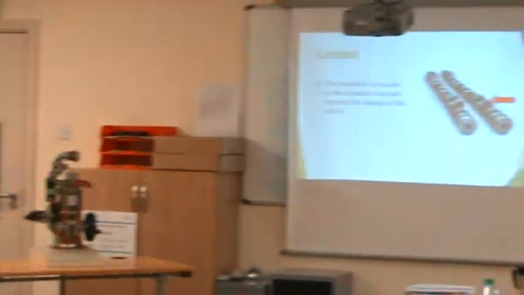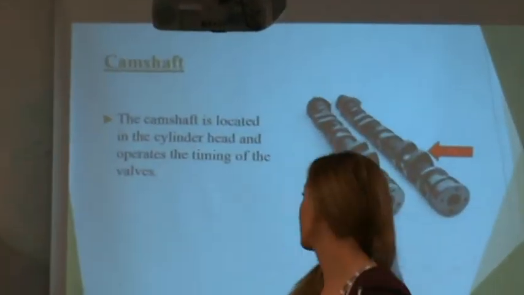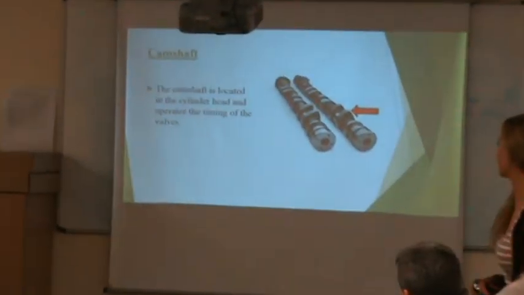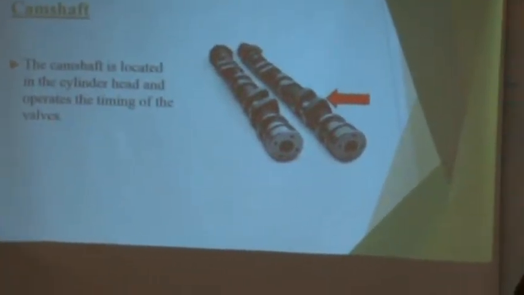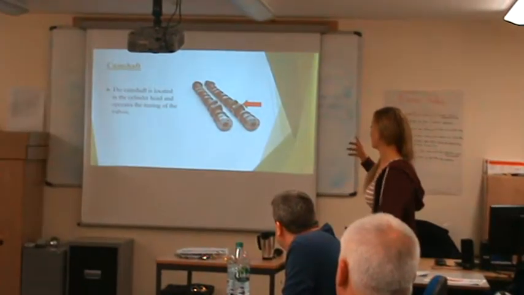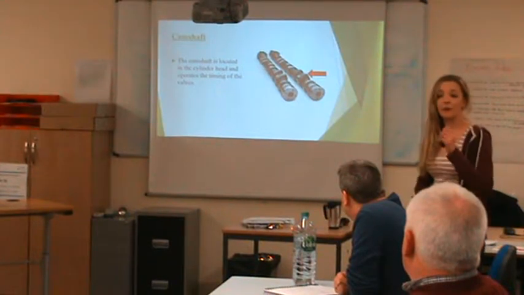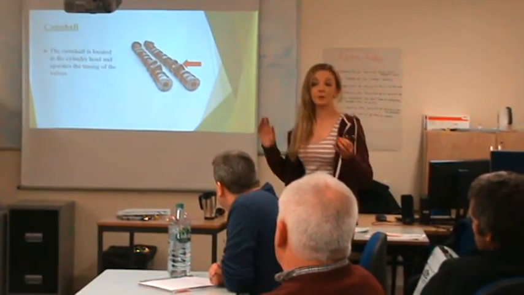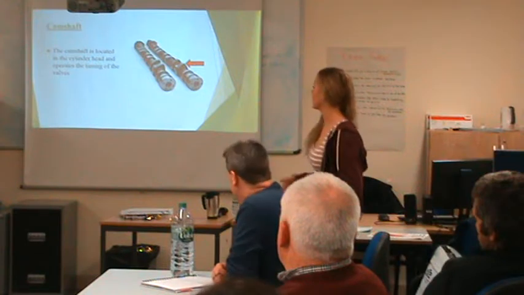This is your camshaft. The camshaft is located in the cylinder head and operates the timing of the valves. If you look at where the arrow is pointing, that's your cam lobe. If you can picture the shape of an egg, literally the point on top, they're shaped pretty much the same way. What I mean by operates the timing of the valves is that when that point hits the valves, it's going to open and close the valve, so that's going to operate the timing of your engine. Every single engine is going to be different according to the way that they are shaped.